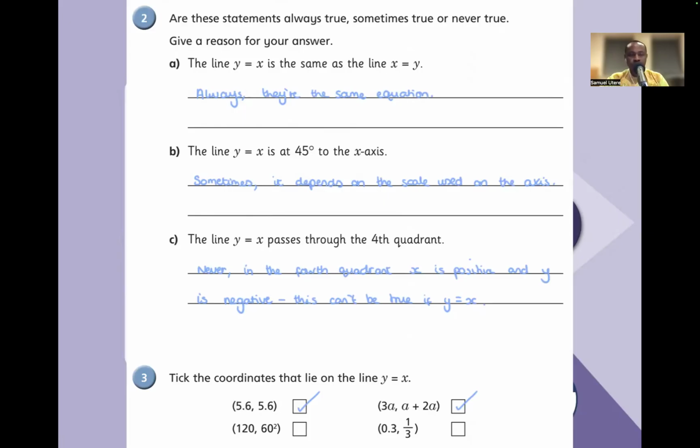Next, we were asked to take the coordinates that lie on the line y equals x. Well, the coordinates you need to take are the coordinates that are actually the same in value. So 3a is the same as a plus 2a. Here you have 5.6 and 5.6 for the y coordinate.